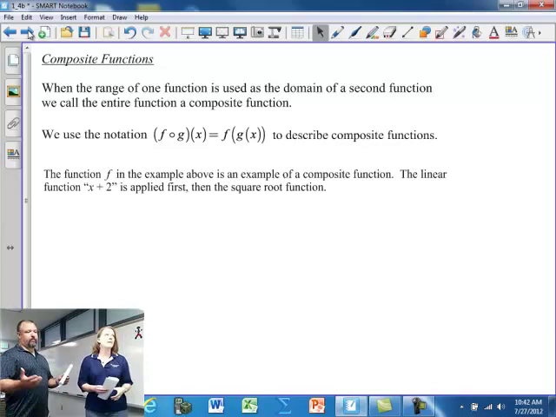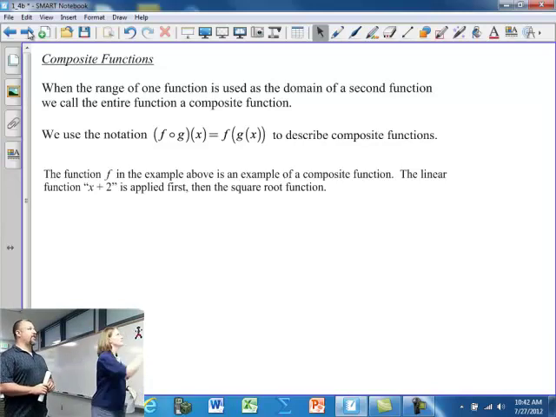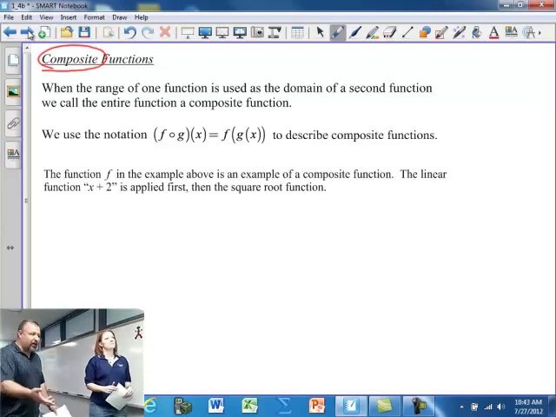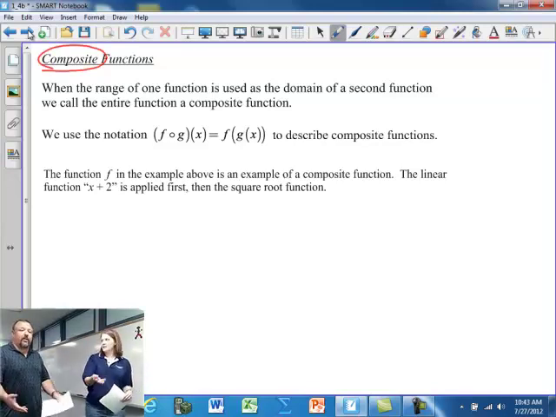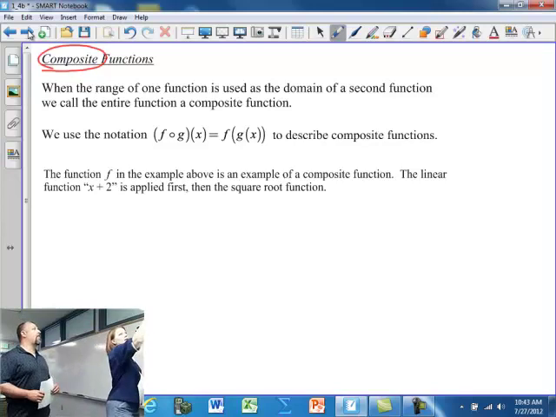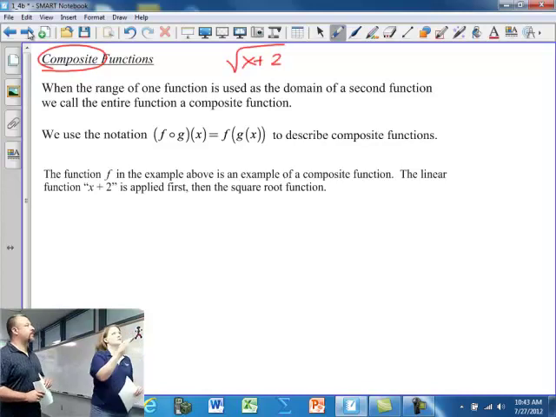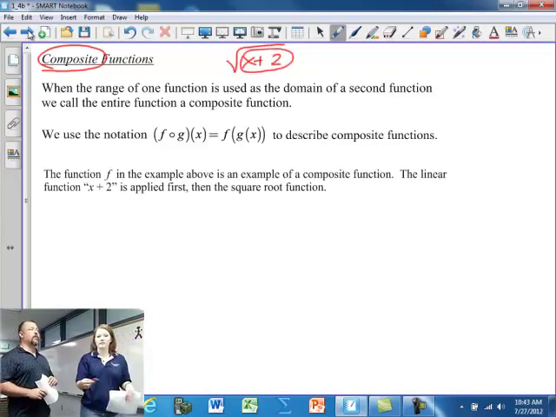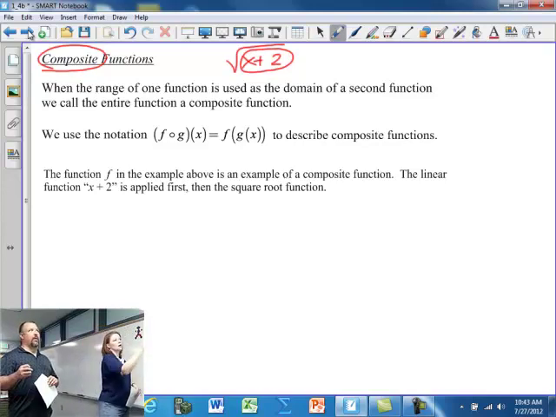Okay, so we've added, subtracted, multiplied, divided. Let's talk about composites. Composing functions really just means to put one function inside of another one. That's really all it means. Instead of inputting a number, we're actually going to input an entire function into another function. So a minute ago, we had the square root of x plus 2. You can think of that as two functions: x plus 2 and the square root of something. And so we literally inputted x plus 2.